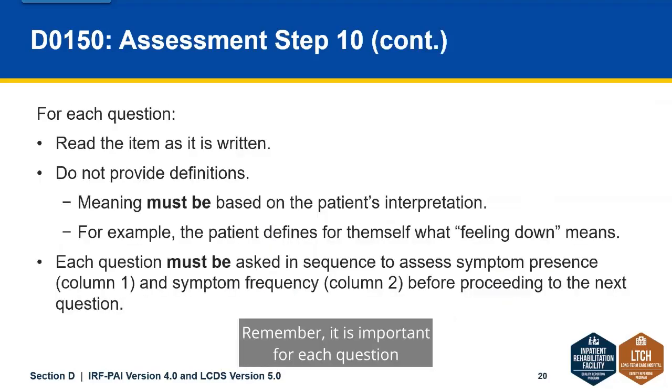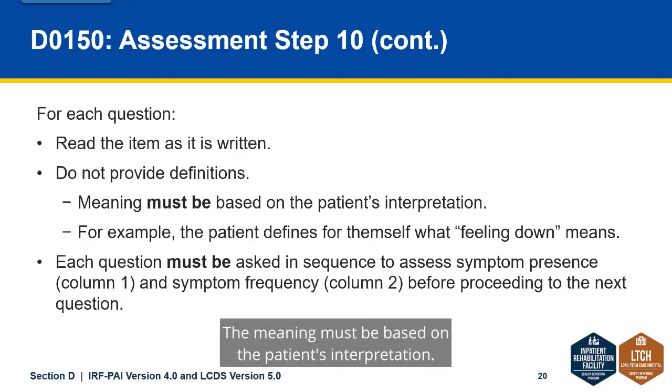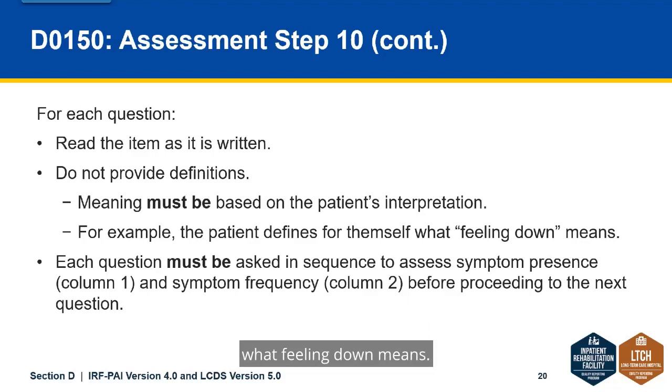Remember, it is important for each question to read the item as it is written. Do not provide definitions. The meaning must be based on the patient's interpretation. For example, the patient defines for themselves what feeling down means. Each question must be asked in sequence to assess symptom presence, column 1, and symptom frequency, column 2, before proceeding to the next question.